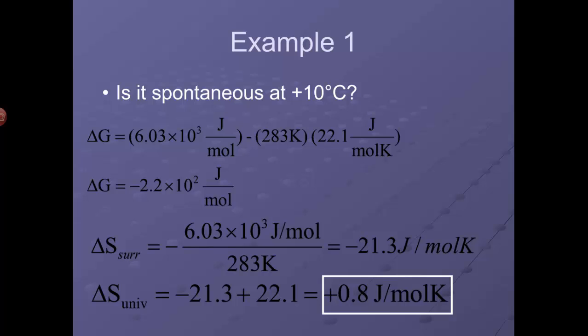If delta G has a negative sign, it has to be spontaneous. If delta S of the universe, not the system or the surroundings, the universe, has a positive sign, it has to be spontaneous. Two ways, the only two ways to determine spontaneity is to look at those two things, either or, depending on what you're given.